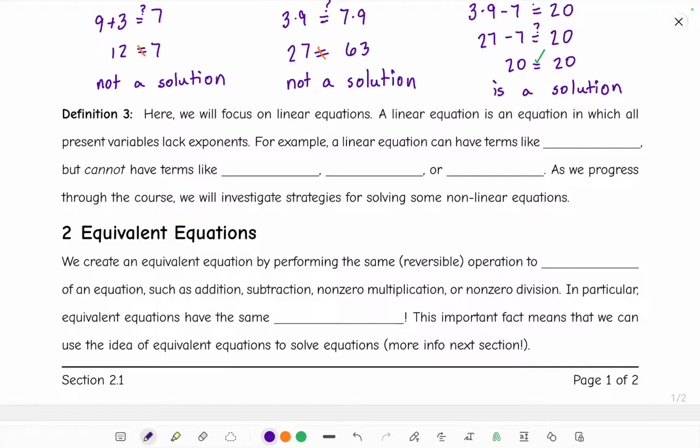Definition 3. Here we will focus on linear equations. A linear equation is an equation in which all the present variables lack exponents. For example, a linear equation can have terms like 4, 2x, negative 5y, anything where if there's a variable, it doesn't have an exponent. But it cannot have terms like x squared, square root of z, or 5y cubed. As we progress through the course, we will investigate strategies for solving some nonlinear equations, but this chapter will be on linear.